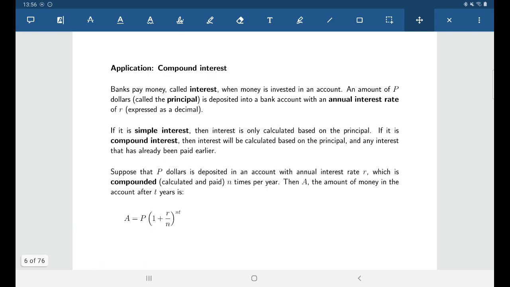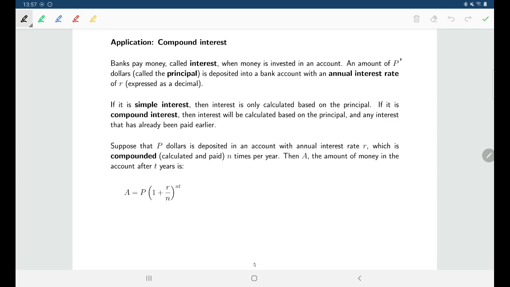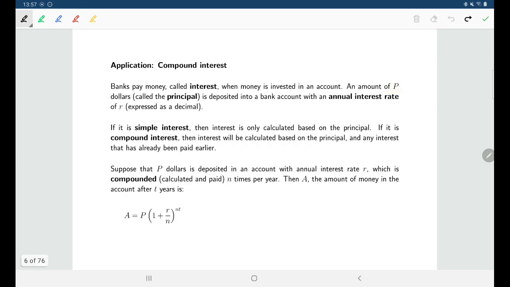So one of the applications that we have for exponential functions would be compound interest. So just a little bit about banks and banking. Banks pay you money when you deposit money in your account and you leave it there. The money that you deposit in your account, we call that the principal. Usually we use the capital letter P to represent our principal. So P dollars we deposit into our account.